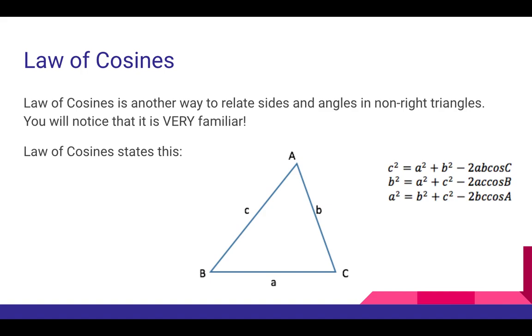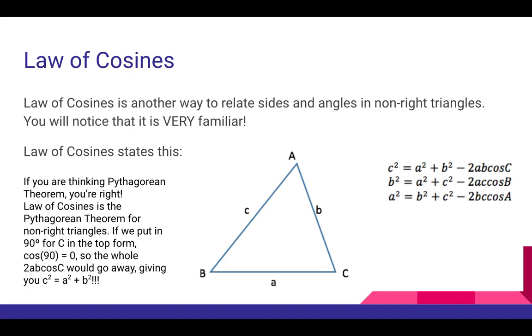You can generalize it quite easily, but for the sake of making sure you know what's going on, we'll call it three forms. If you want the c side, c squared equals a squared plus b squared minus 2 times a times b times the cosine of angle c. You'll notice the other two forms are just the same. The side you want squared is one of the sides you know squared plus the other side you know squared minus 2 times both those sides that you know times the cosine of the angle that goes with the missing side.